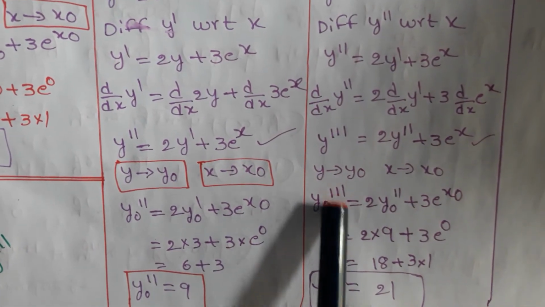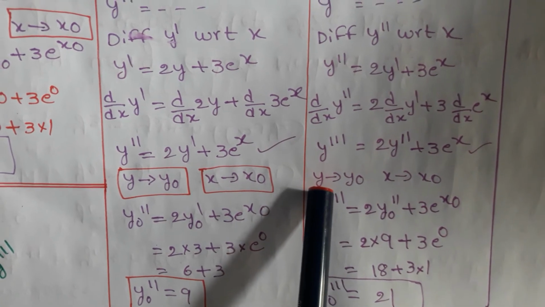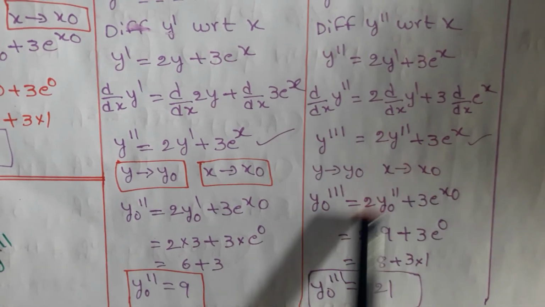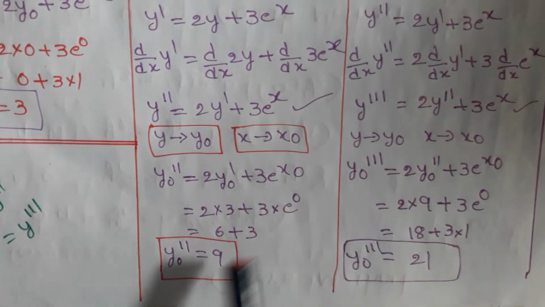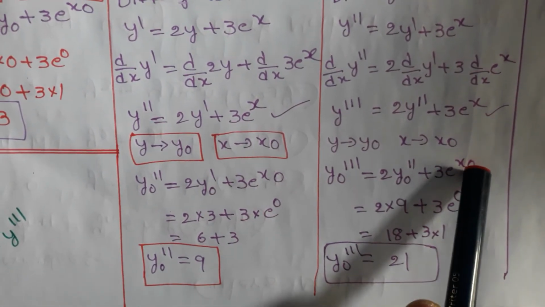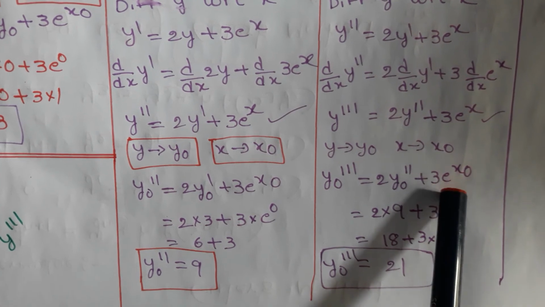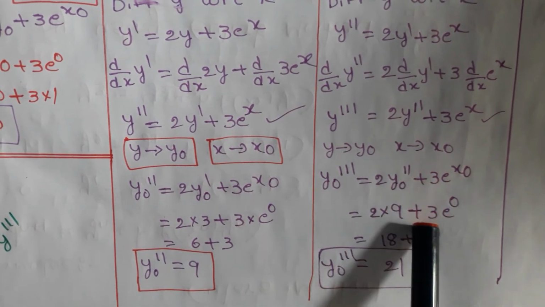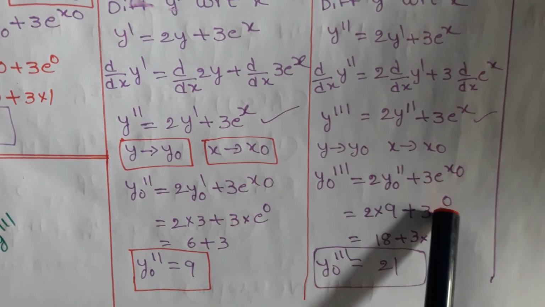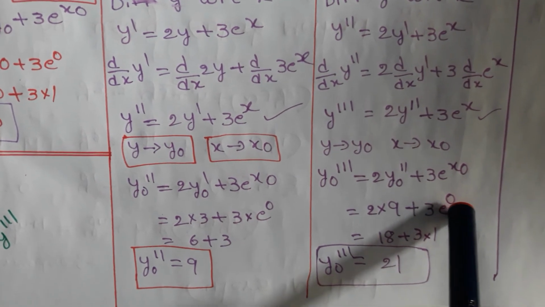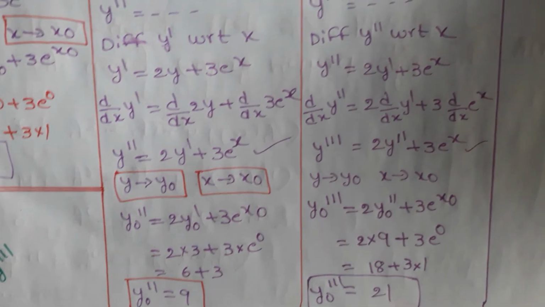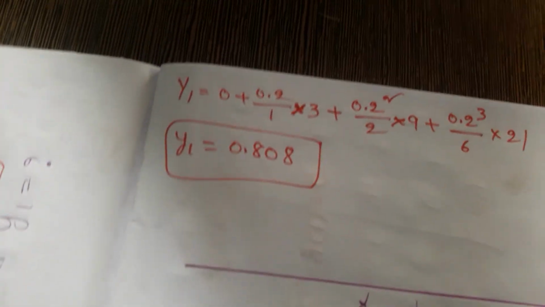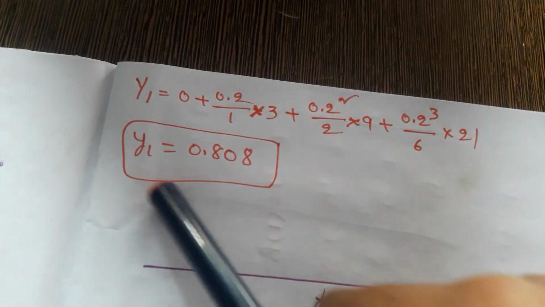So here replace y with y0, x with x0. After replacing, substitute here y0'' means 9, and 3 into e^x0. 3 constant, e^x0 means e^0. So here you will get y0'''. Then substitute in the y1 equation, you will get the y1 value.